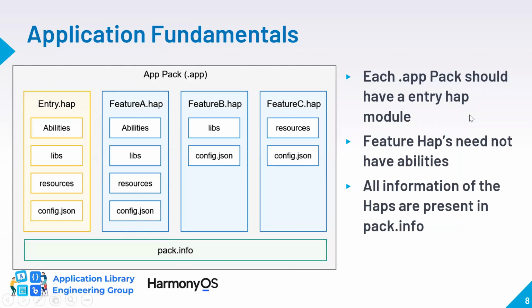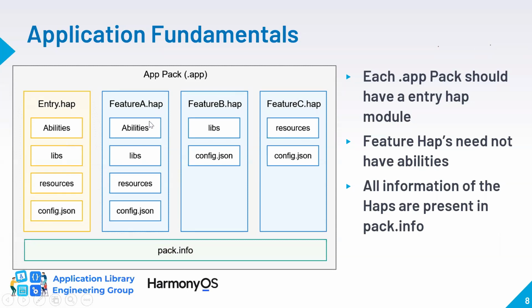Yeah. So we have .app over here. So inside .app, you have various HAP files. So these are all packages. So you will have an entry app, after which you'll have feature apps also. Entry app is a must. Okay. And feature apps can be n number. So there can be one or any number of feature apps within your application. And within entry app, there will be abilities like libs folder, resources, and config JSON.